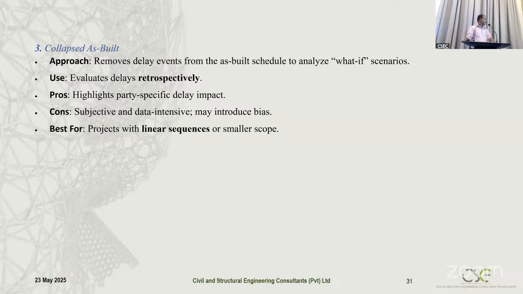The third method we are calling collapsed as-built. This approach removes delay events from the as-built schedule to analyze a what-if scenario. I will explain this. We use this to evaluate delays retrospectively. We are moving backward. The advantage is that it highlights party-specific delay impact. So, which party is responsible for the delay impact, we can identify with this method. The disadvantage is that it is subjective and data intensive, and may introduce bias.